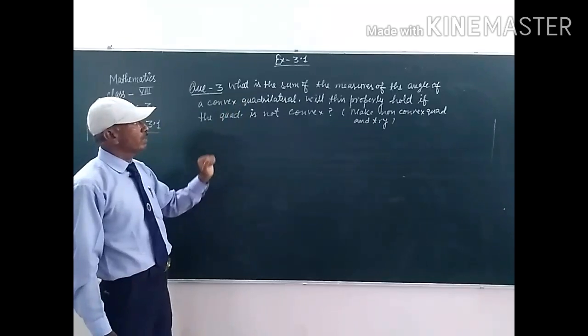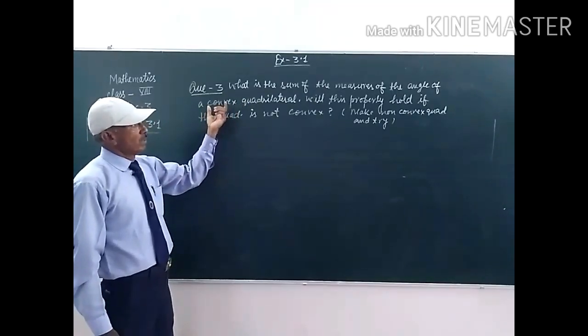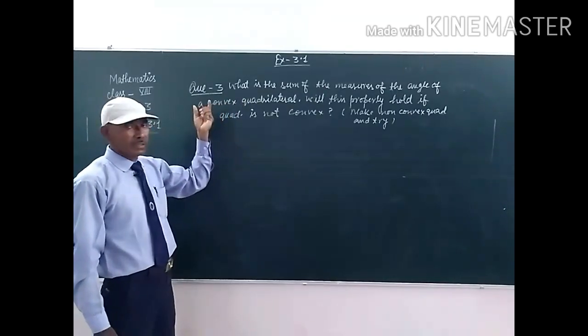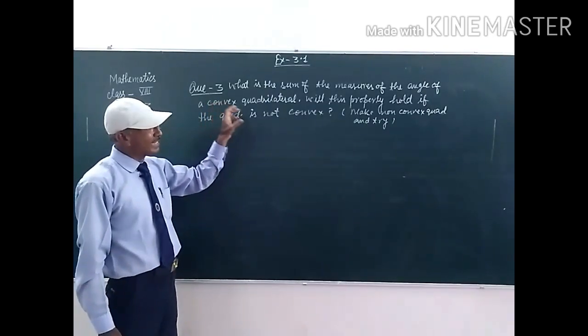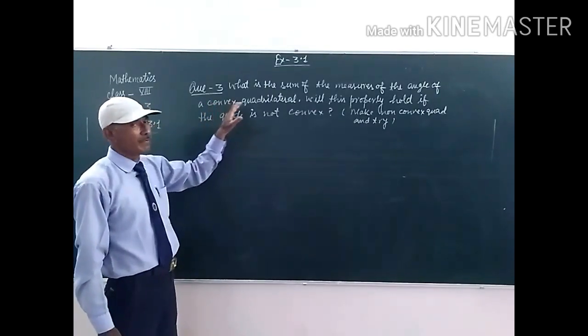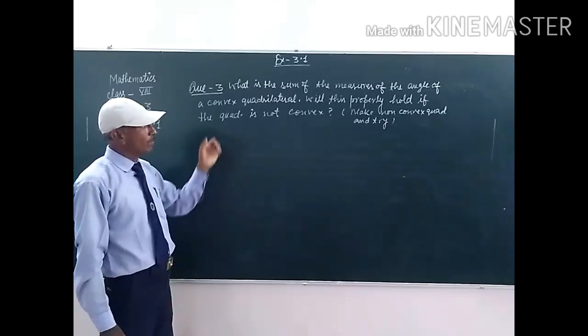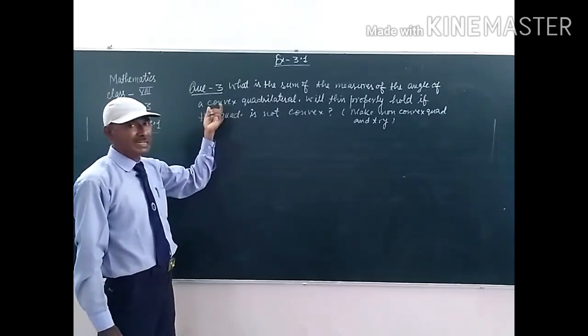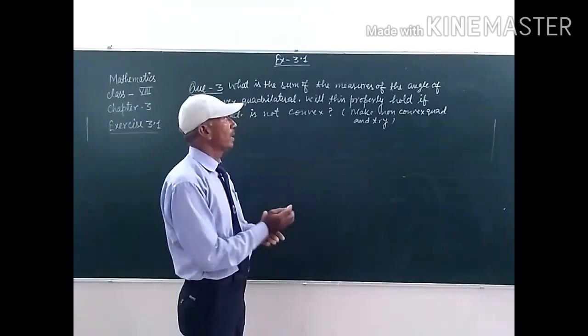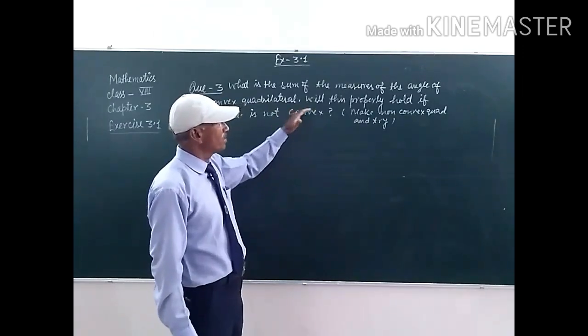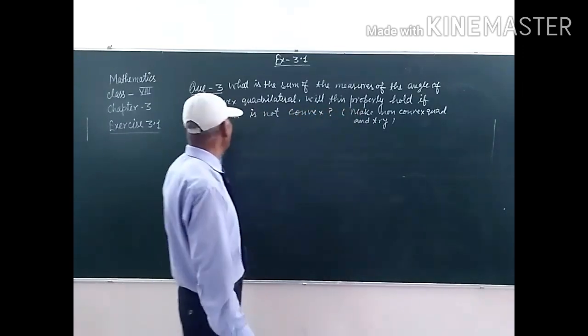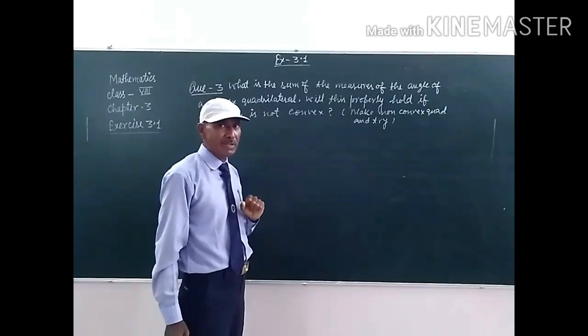In the first part, we have to find the sum of the total interior angles of a convex quadrilateral. What will be the sum of interior angles of a quadrilateral? And the second part of the question is, will this property hold if the quadrilateral is not convex?